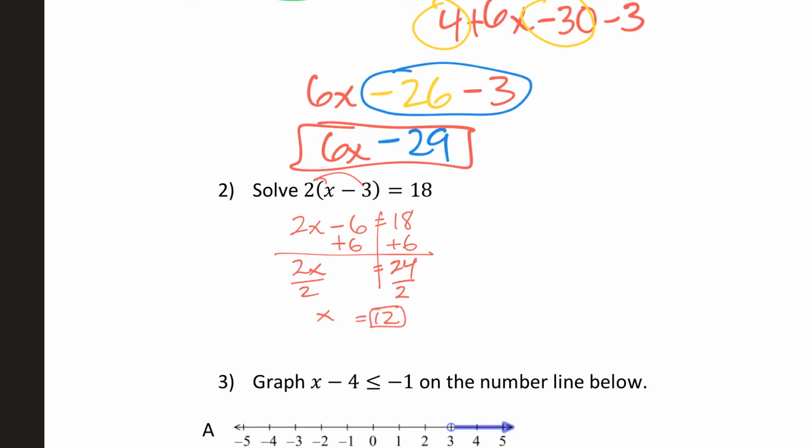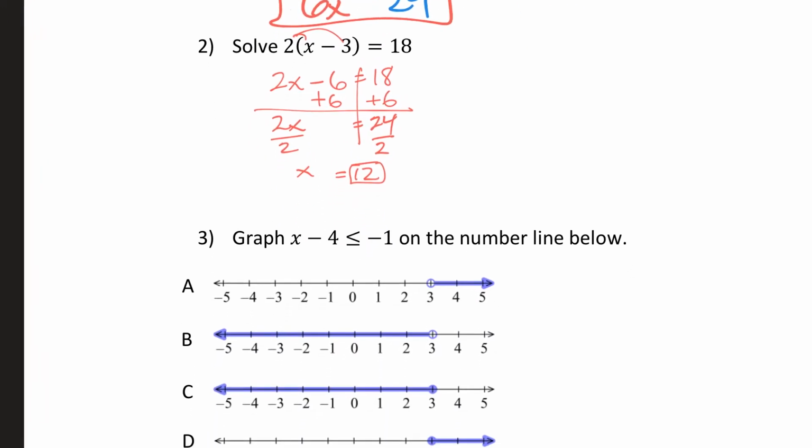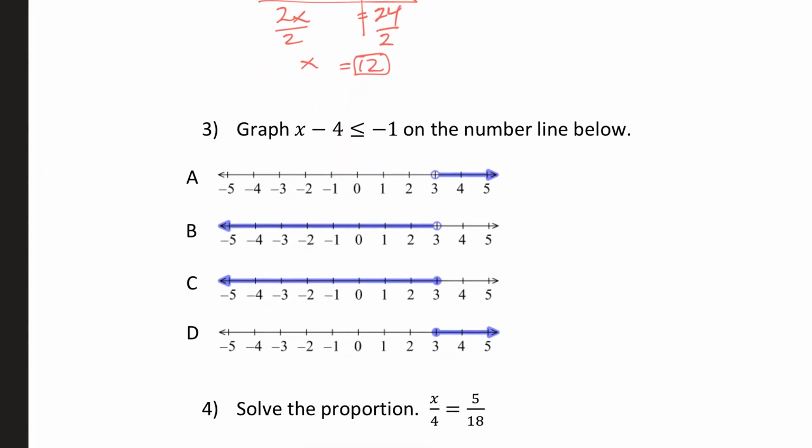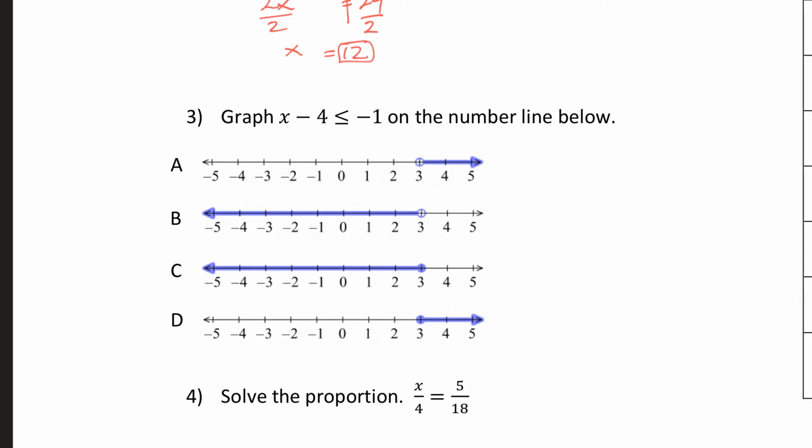Okay. Next. Here we need to solve this inequality. I'm going to write that over here. We have x minus 4 is less than or equal to negative 1. So we're going to add 4 to both sides. And x is less than or equal to 3.